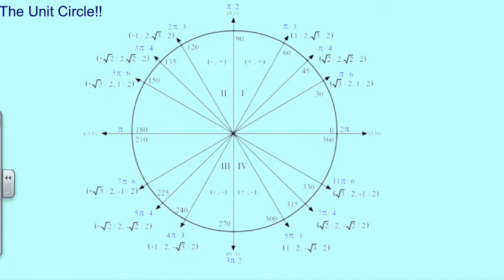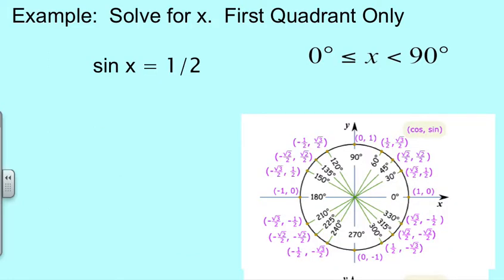So we're going to refer to our unit circle a lot. You may want to have that on your desk just to make things a little easier, faster. I also do have them on my PDF. So here's our example. We want to solve this equation for x. And we're going to just focus on the first quadrant from 0 to 90 degrees. So we say, what is the sine of x equal to 1/2?